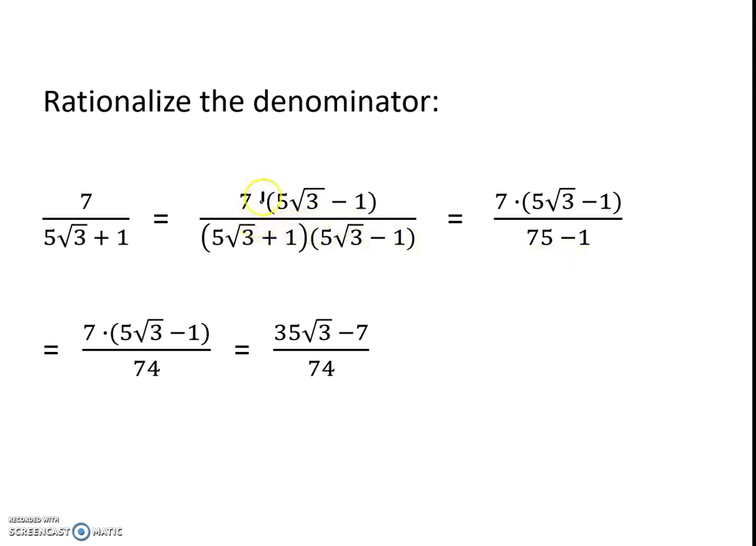Now we have 7 times the quantity 5 square root of 3 minus 1, as a numerator. Continuing to simplify, we do our 75 minus 1 to find out that's 74. Going ahead and distribute that 7 to the 5, we get 35 radical 3, and the 7 to the negative 1, we get negative 7. So our final answer is 35 radical 3 minus 7 divided by 74.